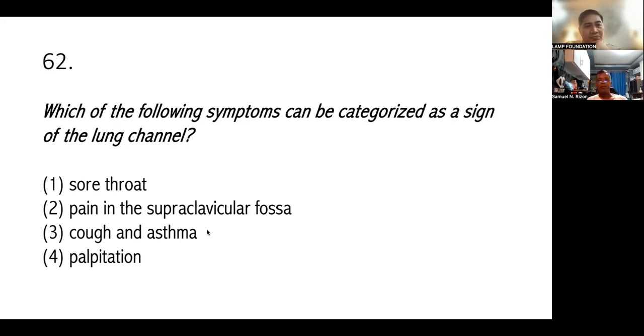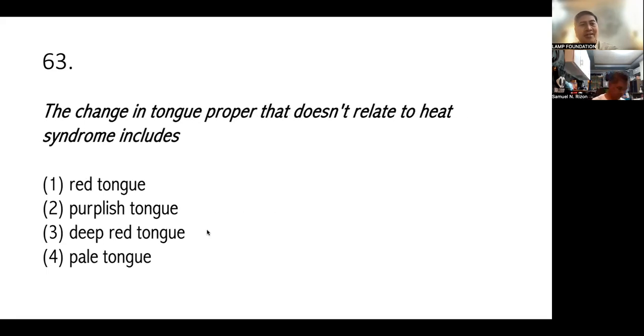Which of the following symptoms can be categorized as a sign of lung channel? Sore throat, pain in the supraclavicular fossa, cough and asthma, and palpitation. So my answer is 1, 2, 3, which is letter A. Why did you not answer palpitation? Because palpitation indicates heart problems, Doc. Very good. 63.